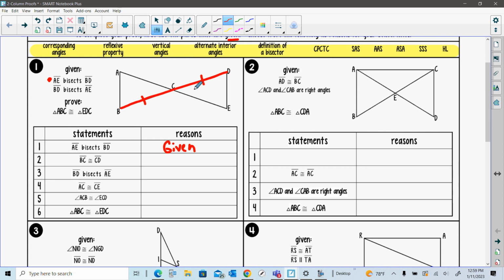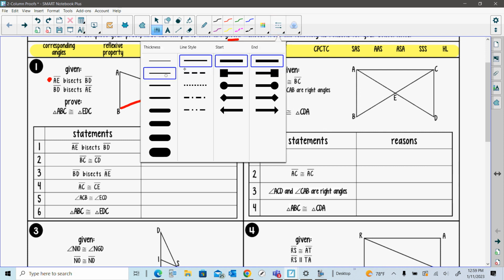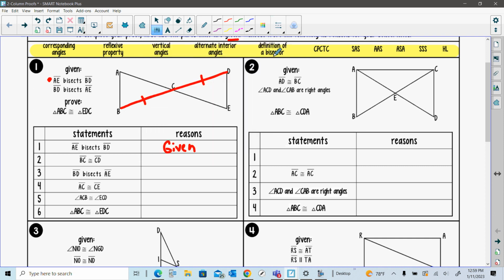Notice that what we just marked, they gave the statement for us in line 2. BC is congruent to CD. My reason for that, if you look up here, we have definition of bisector. So I'm just going to abbreviate that. I'm going to pick this reason up top, and you're going to use them more than once, okay? So definition, I'm just going to put DEF of bisects or bisector.